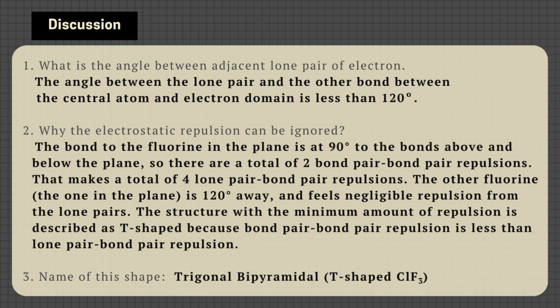As per discussion, the first question is, what is the angle between adjacent lone pair of electron? The angle between the lone pair and the other bond between the central atom and electron domain is less than 120 degrees. The second question, why can the electrostatic repulsion be ignored?